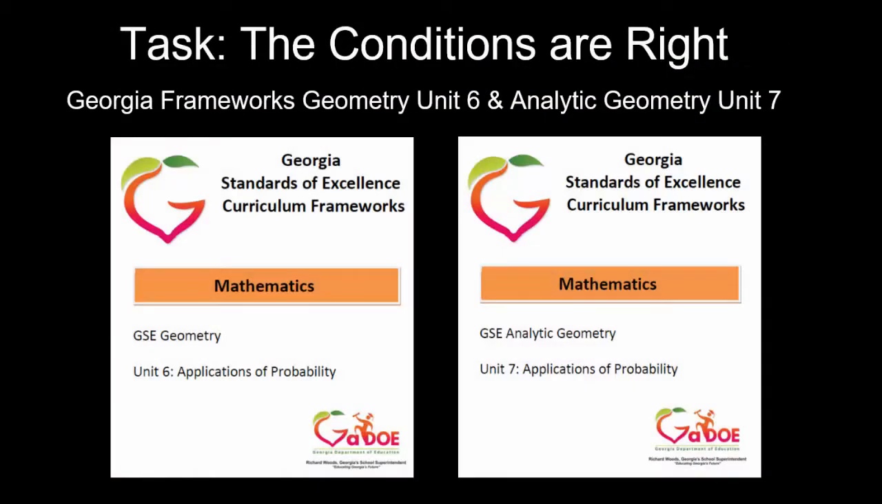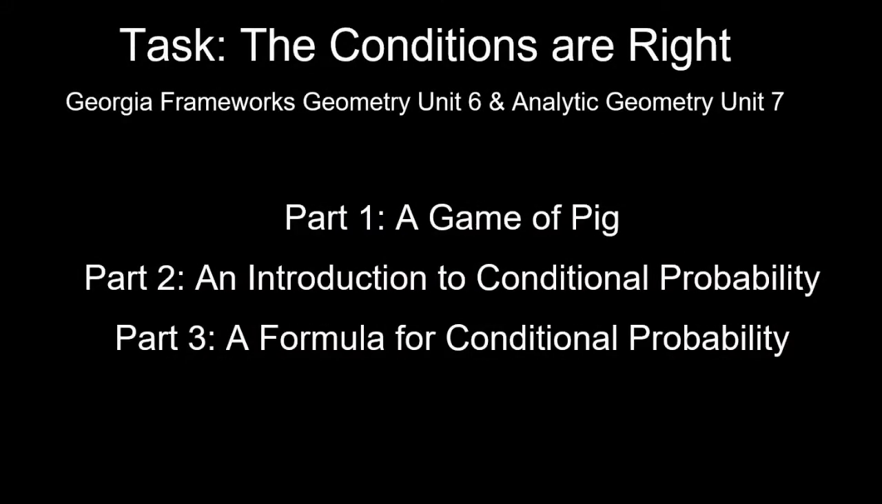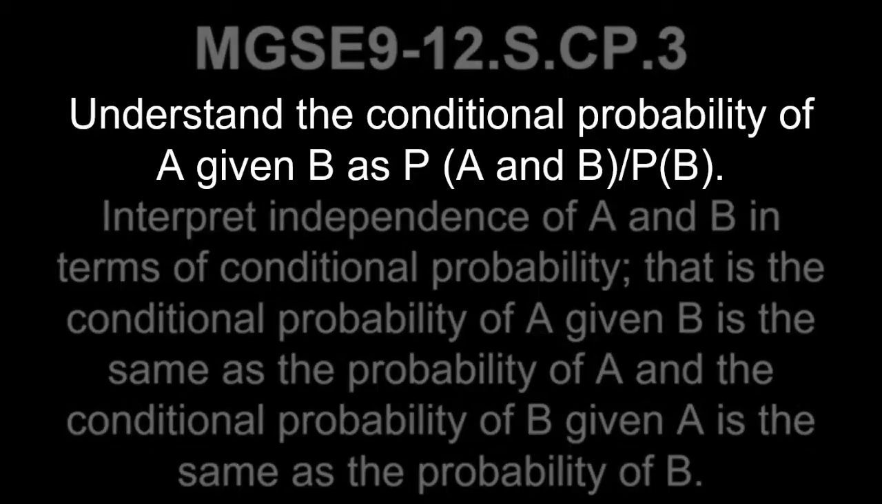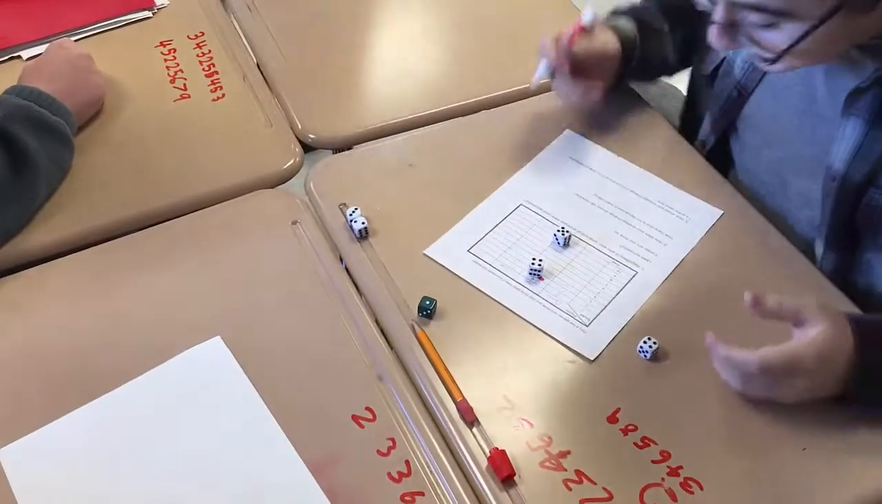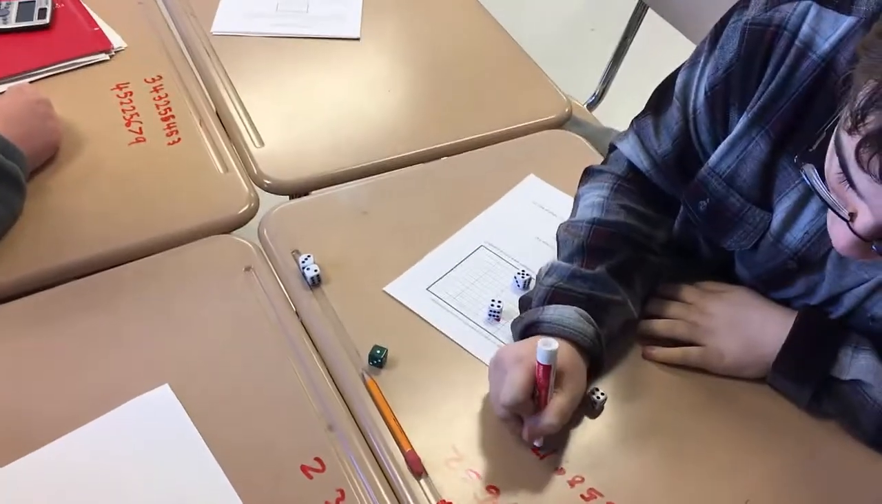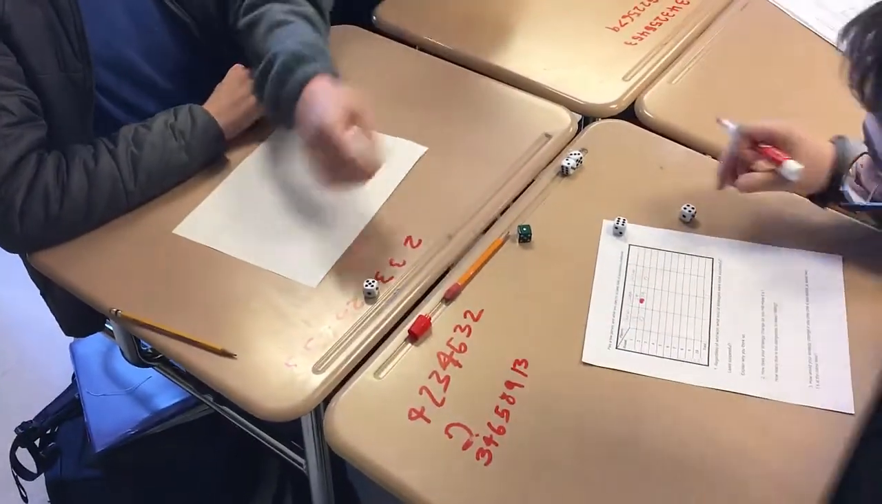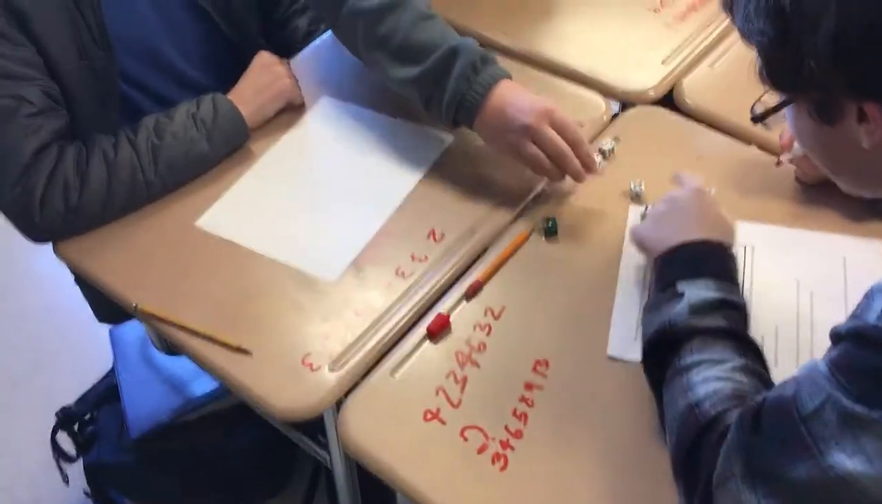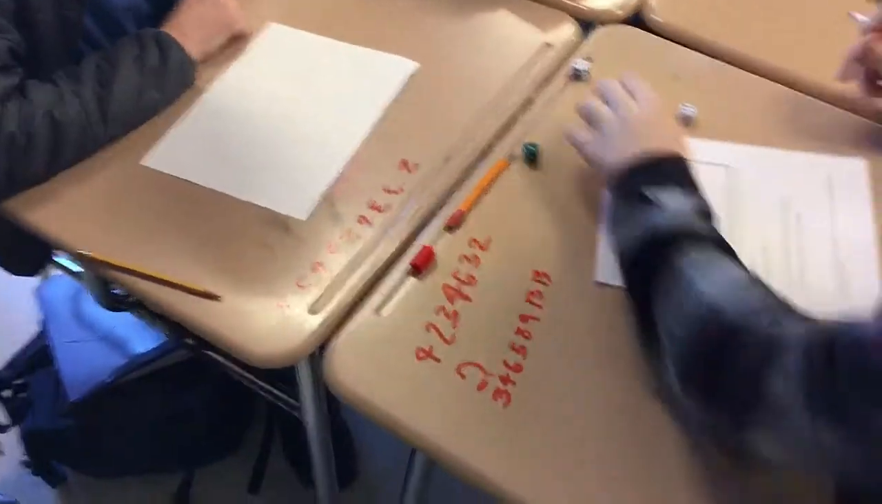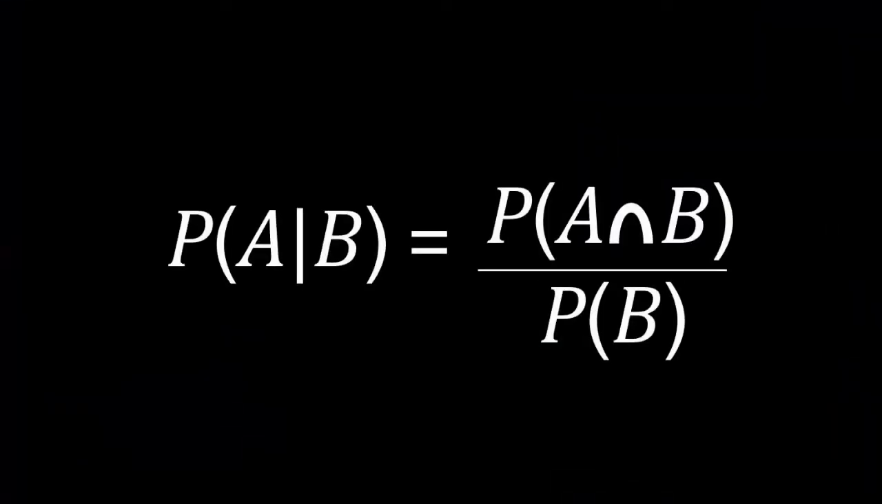In the following clips, you will see students engaged in Part 1 of the Georgia Framework's task, The Conditions Are Right. This is a 3-part task which leads students through a progression of investigations which address the first part of Standard S.CP.3. As you will see, this part of the task has students investigate conditional probability through a game that has rules or conditions which include rewards and risk. Through playing the game, students develop a knowledge of how conditional probability can inform them about how one event or factor affects another event or factor, and in turn sets the stage for understanding and formalizing the formula for conditional probability, as addressed in Parts 2 and 3 of the task.